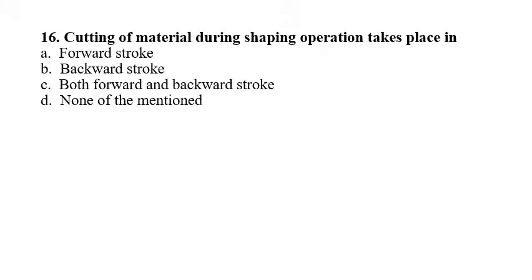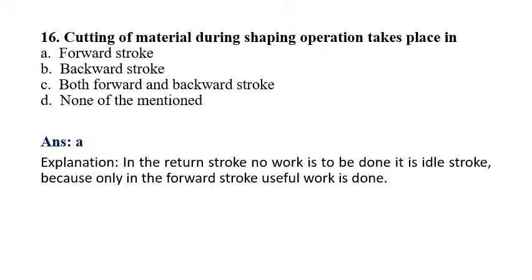Question number 16. Cutting of material during shaping operation takes place in forward stroke, backward stroke, both forward and backward stroke, none of the above. The answer will be A, forward stroke. In shaping, cutting stroke or cutting operation is done during forward stroke only. In return stroke, there is idle. In return stroke, there is no machining operation done.